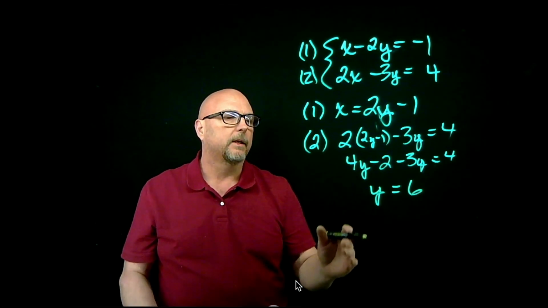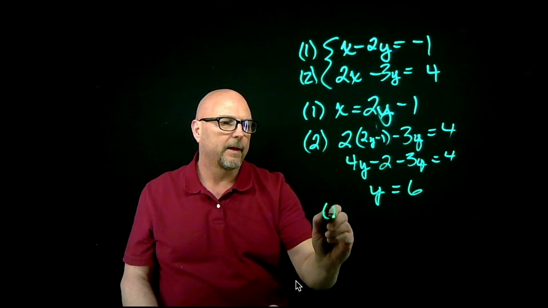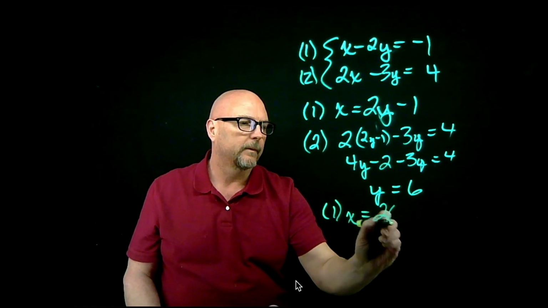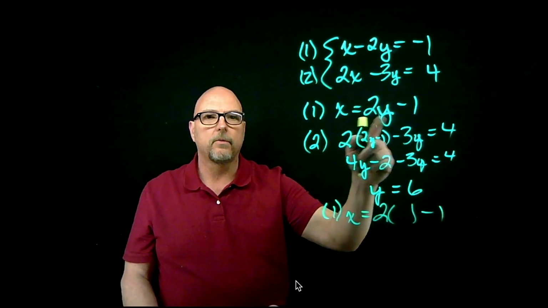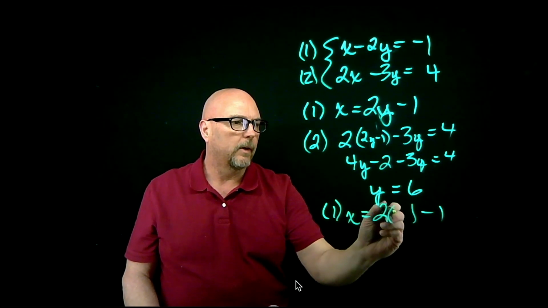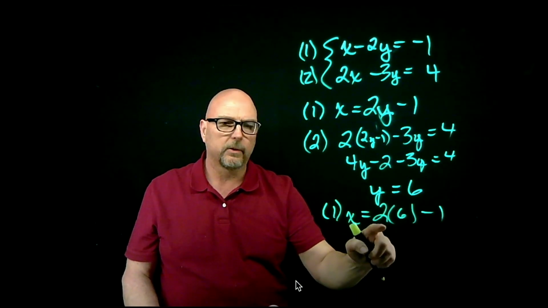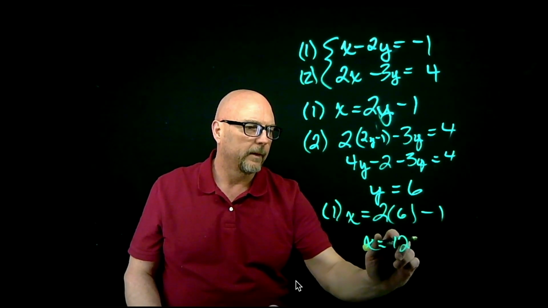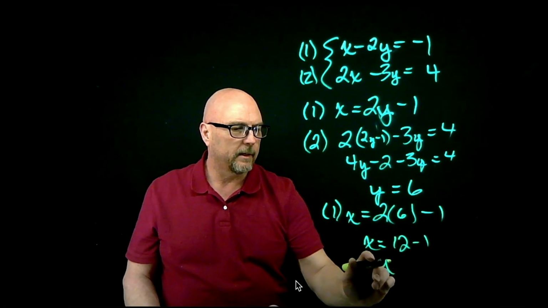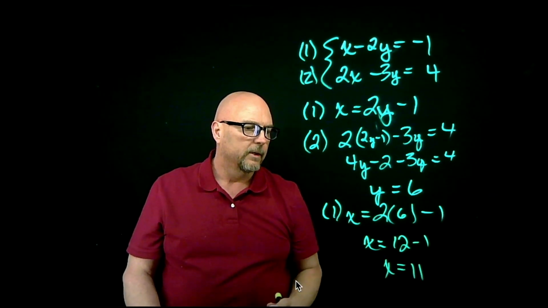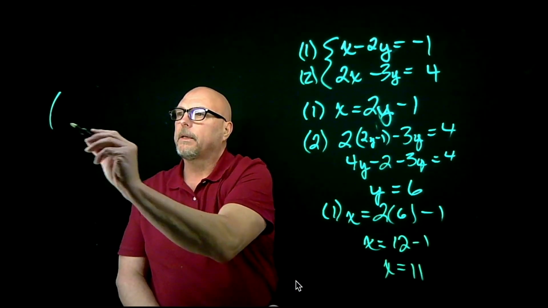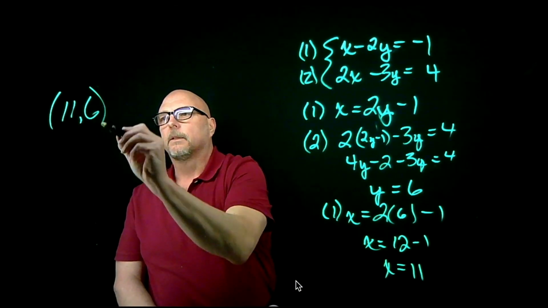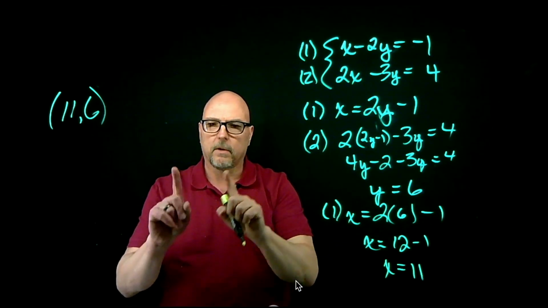What we're going to do is go back to equation 1 and substitute in place of y our 6. So it was 2y minus 1, and y is 6 now. 2 times 6 gives us 12, and 12 minus 1 tells us that x is 11. So there we have it. We have the point x equals 11 and y equals 6. That's our solution.